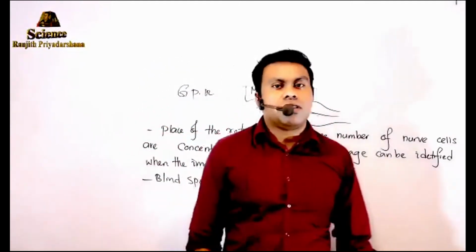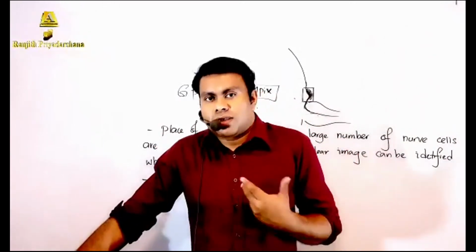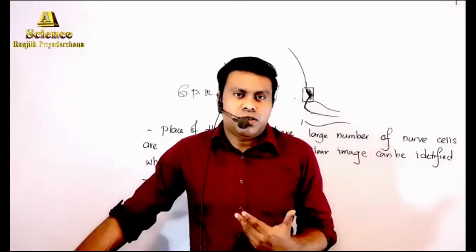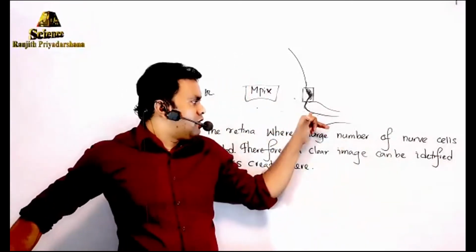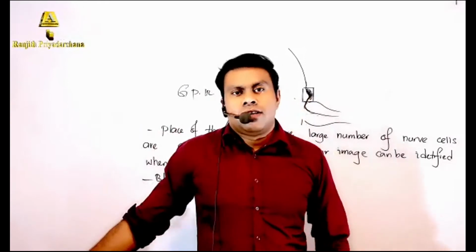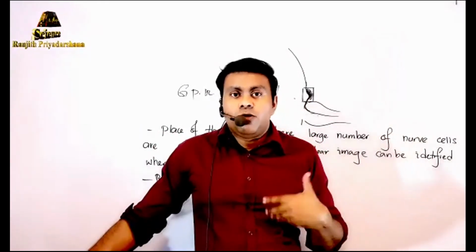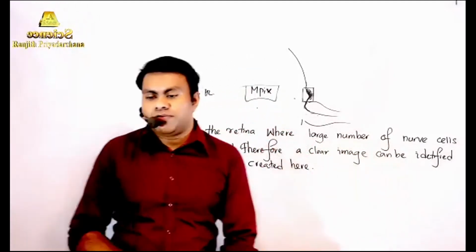Many people say that an image is not formed here. Image is created. The problem is that the created image cannot be identified because it is not sensed. Why? Sensitive cells do not exist in this blind spot where the optical nerve begins. Okay, good.